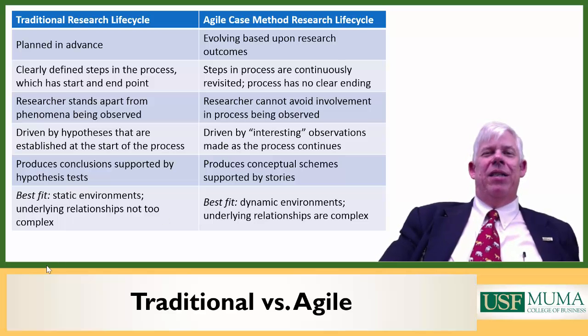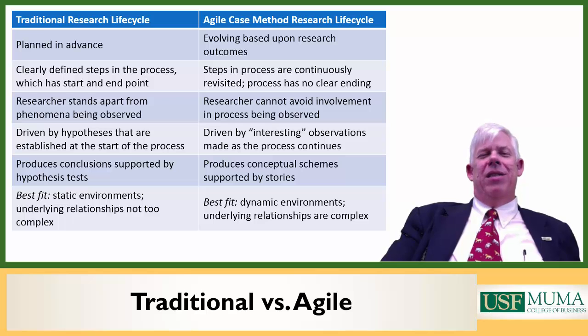bodies, say two planets, have a certain attraction to each other through gravity, you can add as many planets as you want, and the nature of the attraction between the original two will not change. It's just the additional attractions will be superimposed on top of it. Now, in an agile world, it's best fit with dynamic environments, because dynamic environments give you this opportunity to watch changes as they unfold, and where underlying relationships are complex, so we really don't anticipate coming up with theory.